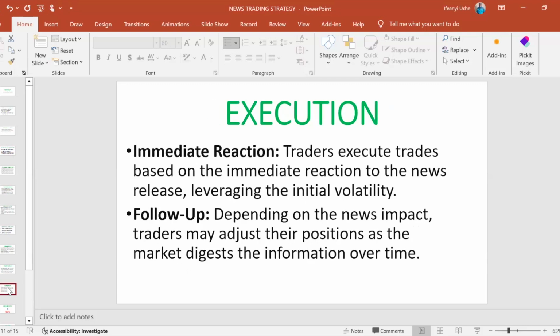Then execution, the immediate reaction and then follow up. There are traders who will execute trades based on the immediate reaction to the news release, leveraging on the initial volatility. I'll show you how you could do this. Then there's also the follow-up, where depending on the impact of the news, you may want to adjust your position as the market begins to adjust over time. Sometimes the news comes out and you don't react to it. You check and figure out what is going on before you apply your strategy to what's going on.